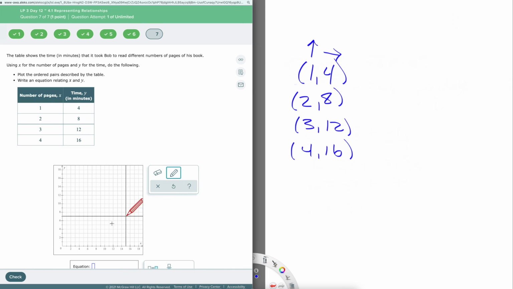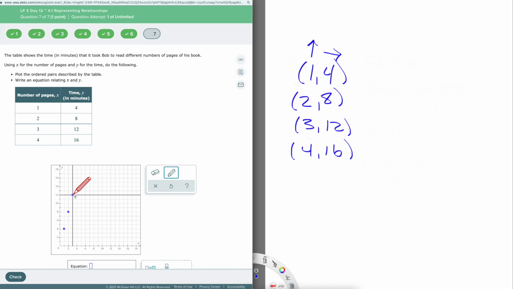So if I have 1 page, it took him 4 minutes to read that 1 page. If I have 2 pages, it took him 8 minutes. 3 pages, it took him 12 minutes. And 4 pages, where is it? 16. Oop, there we go. Okay, so I can see this. It's going up, up, up, up, up. And if I notice, it's going up 4 each time. Right? Every page we go up, it's another 4 minutes. That's a relationship that we actually want to pay attention to.